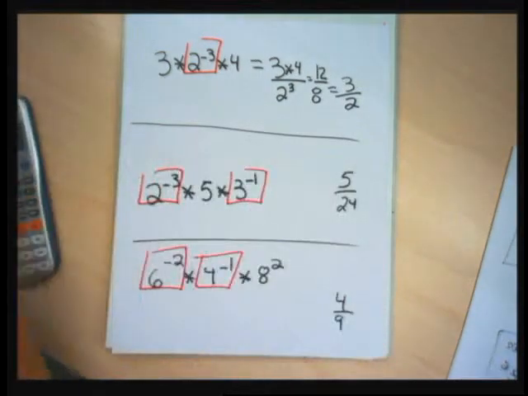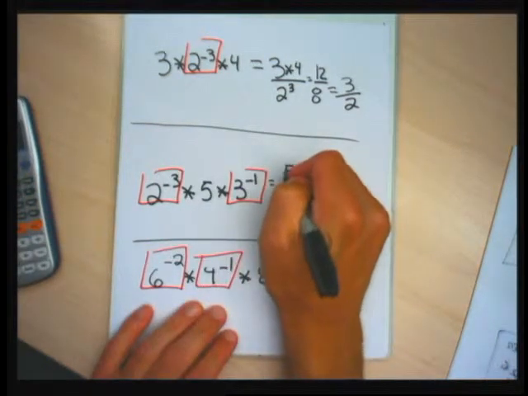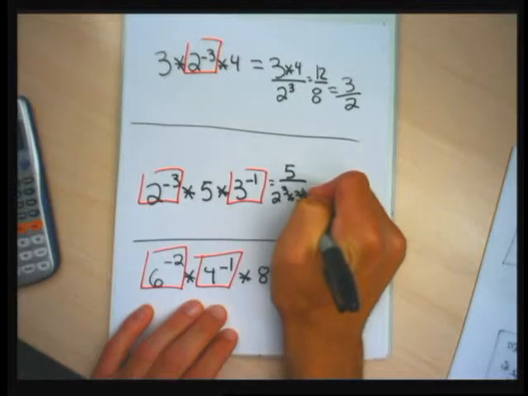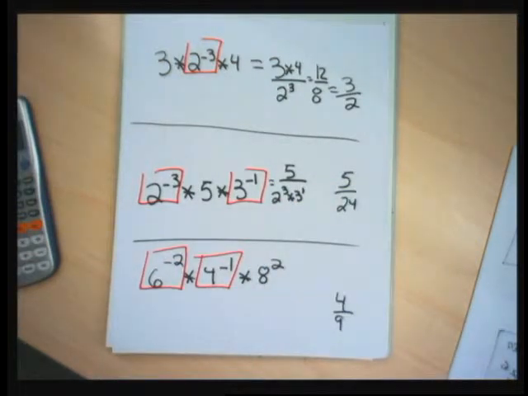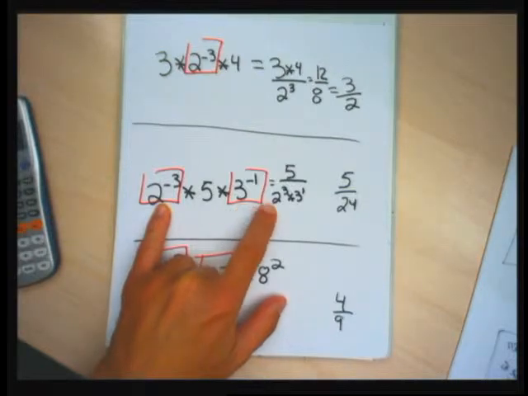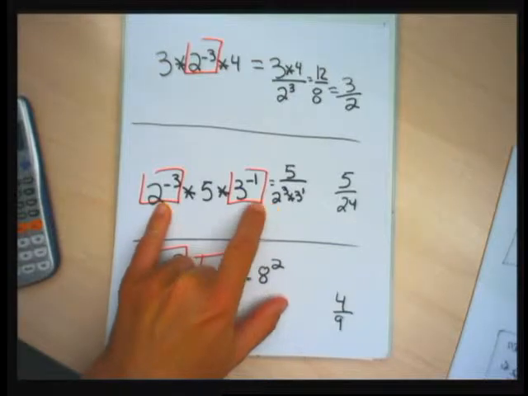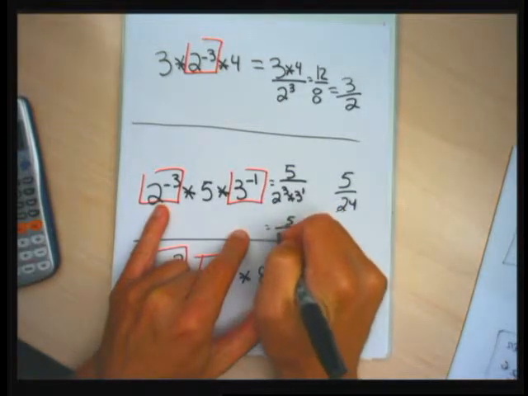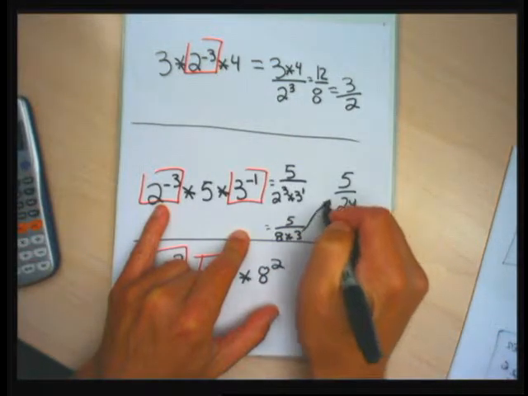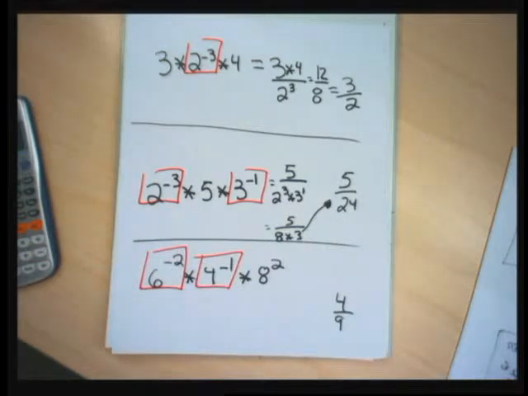The middle problem, same deal. If I didn't have a calculator that was so easy to use, I would rewrite this as 5/2 cubed times 3 to the first, because the 2 and the 3 had negative exponents. If I want to make their negative exponents positive, because they're not in a denominator of a fraction, they're in a non-fraction, I'm going to pop them down to the denominator of a fraction. And then if I did the rest of this, to simplify it, 2 cubed is 8, 3 to the first power is 3, and you can see the 5/24 nicely, that fraction doesn't reduce.